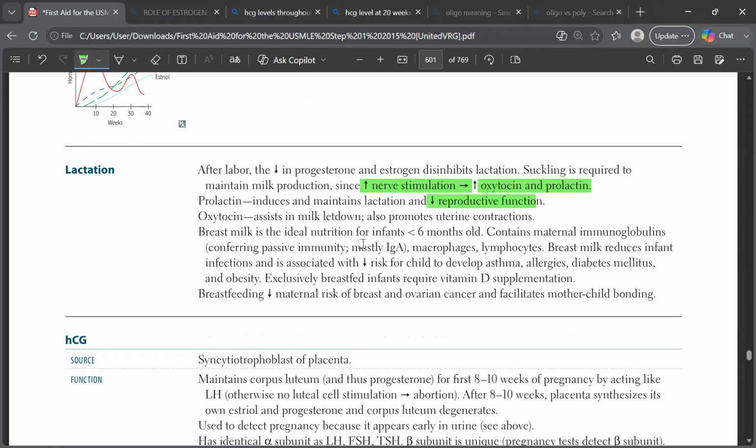Breast milk is the ideal nutrition for infants less than 6 months old. It contains maternal immunoglobulins, which confer passive immunity, mostly IgA, macrophages, and lymphocytes. Breast milk reduces infant infections and is associated with decreased risk of the child developing asthma, allergies, diabetes mellitus, and obesity. Exclusively breastfed infants require vitamin D supplementation because breast milk does not contain vitamin D. Breastfeeding decreases maternal risk of breast and ovarian cancer and facilitates mother-child bonding.